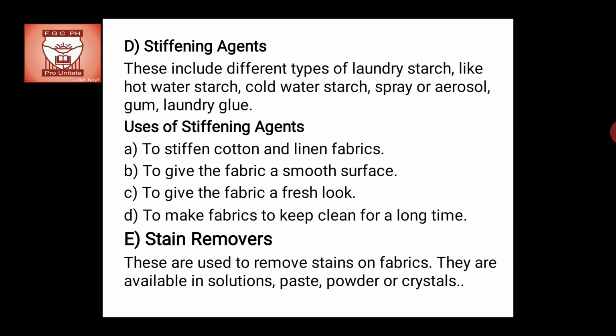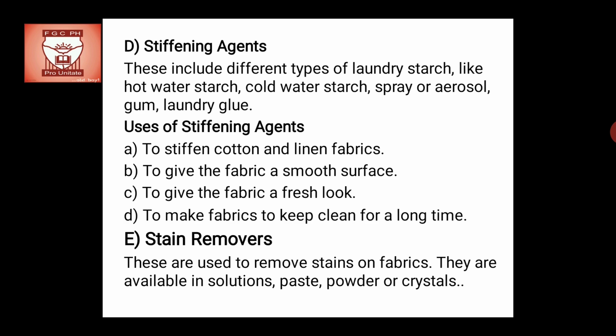Then we also have what we call stiffening agents. Now, stiffening agents include different types of laundry starch. We have hot water starch, cold water starch. We also have what we call spray or aerosol starch. We also have laundry gum and laundry glue. These are all stiffening agents.